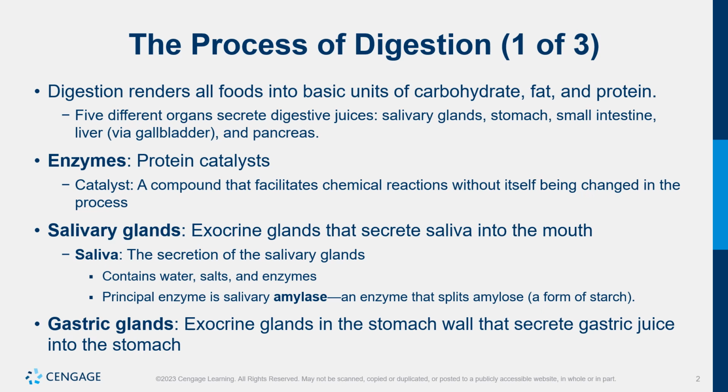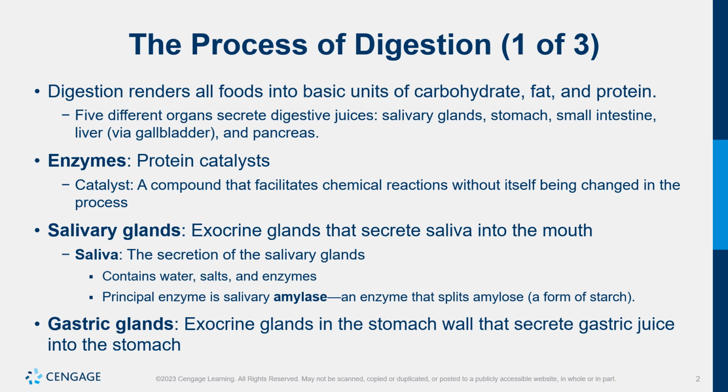First, in the mouth, the salivary glands, which are exocrine glands, secrete saliva into the mouth, and saliva itself contains water, salt, and enzymes. The water, as we mentioned previously, mixes with the food and allows it to somewhat liquefy, and the enzymes start to break down the food into smaller pieces. Salivary amylase is an enzyme that splits amylose into a smaller component. It starts to break down starch into sugar.